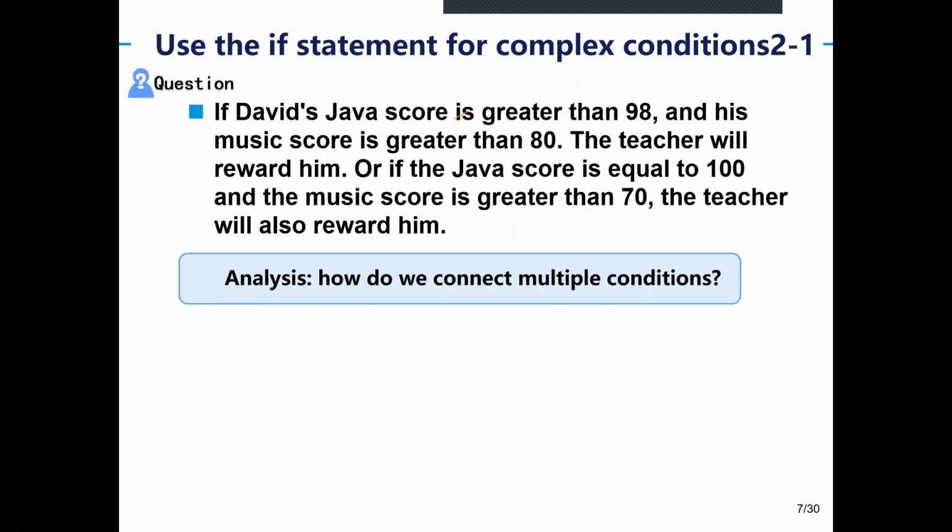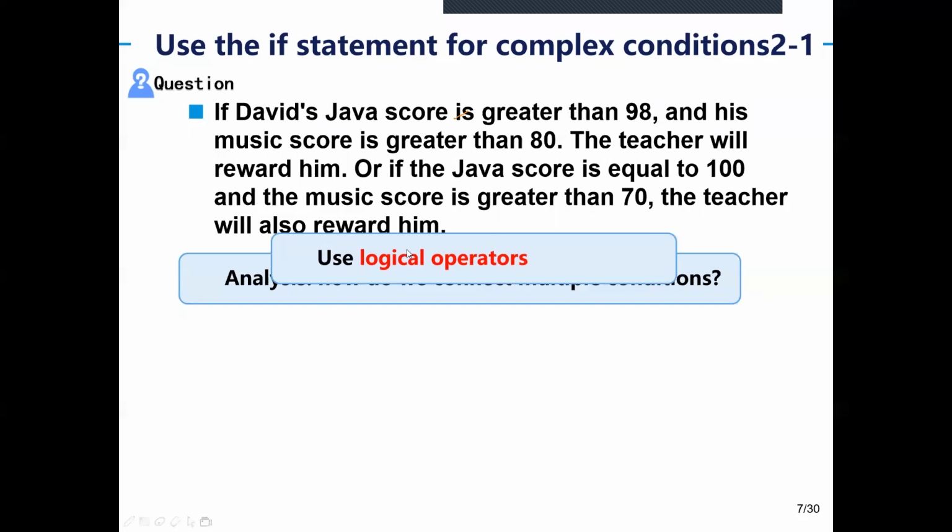See the question here. Sometimes we will meet some complex conditions. For example, if David's Java score is greater than 98 and his music score is greater than 80, the teacher will reward him, or if the Java score is equal to 100 and the music score is greater than 70, the teacher will also reward him. There are many conditions in this question. How do we connect multiple conditions? We can use logical operators to solve this problem.